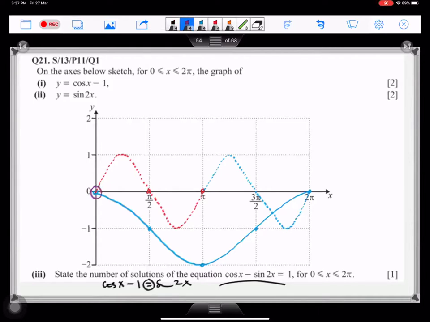You see one point at the beginning. You see another point over here. You see another point over here. So therefore, there are three solutions of this particular equation. That's it. So simple if you actually know how to draw the graph.